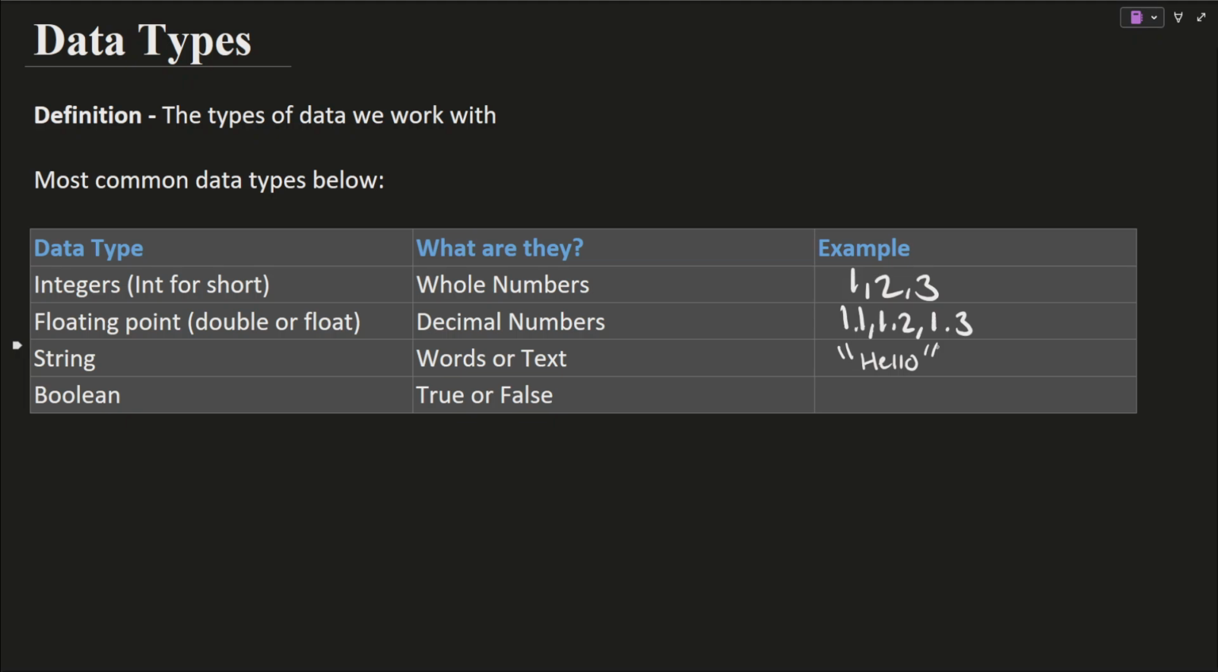Lastly, we have booleans. A boolean simply means true or false. So here, we're just going to write true and false.